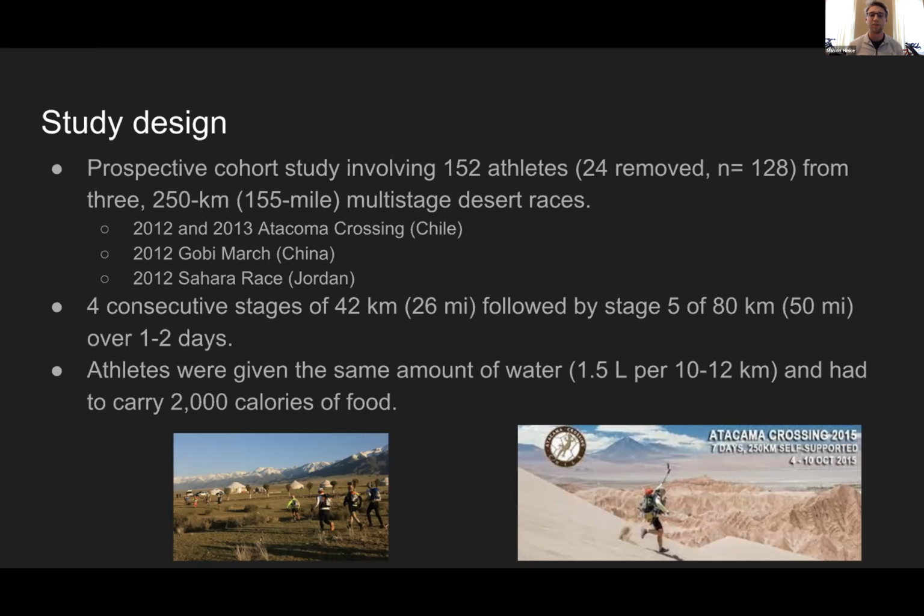So these multi-stage ultramarathons are 4 consecutive stages of 26 miles, followed by a fifth stage of 50 miles that's completed over 1 to 2 days. So a lot of running. Very, very impressive that these people can do that. And during the race, athletes were given the same amount of water, about 1.5 liters per every 10 to 12 kilometers or so, and then had to carry their own food.